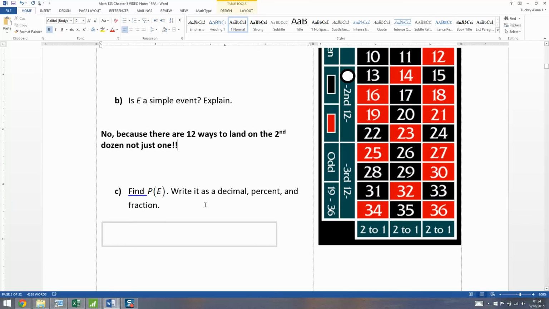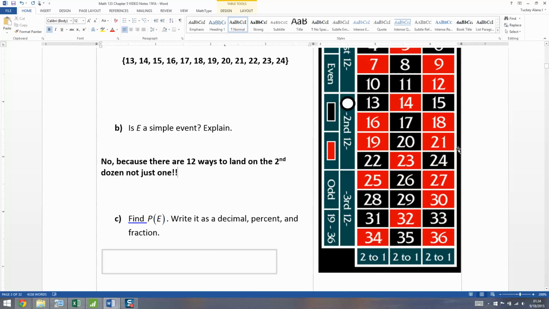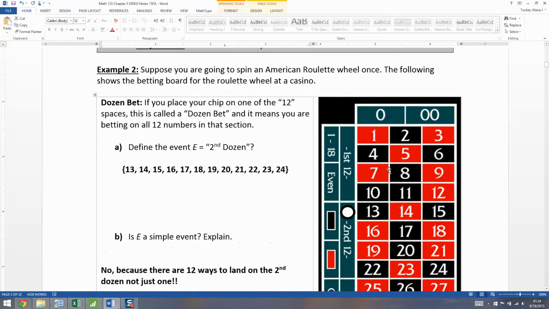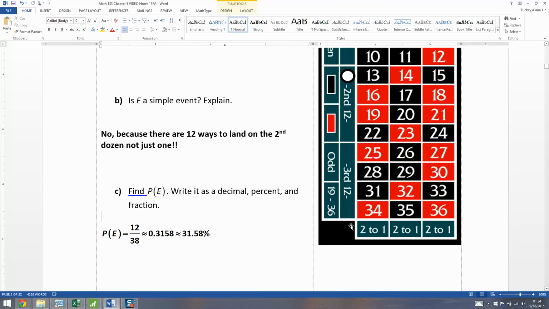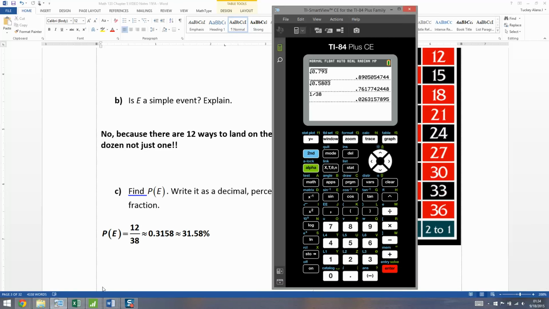Okay. So now we want to find the probability of event E. What's the probability of landing on that second dozen? Well, there's a dozen ways to win there, so that's 12, and there's 38 slots total for the roulette wheel. So that's 12 out of 38, which is 0.3158 or 31.58%. And I got that by using my calculator. 12 divided by 38. There we go. It's 0.3158, again, rounding to 4 decimal places.